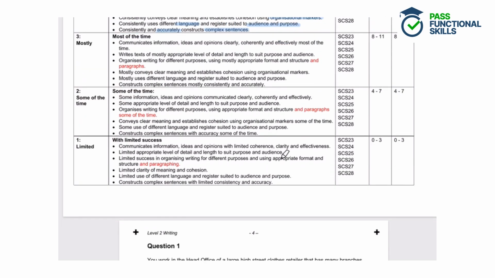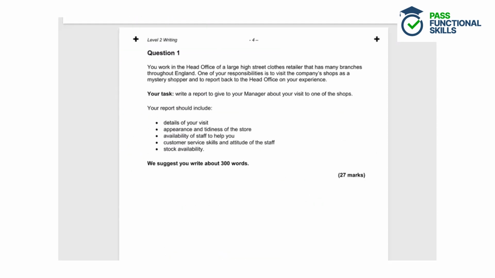Okay, so let's look at the first question. You work in the head office of a large high street clothes retailer that has many branches throughout England. One of your responsibilities is to visit the company's shops as a mystery shopper and to report back to the head office on your experience. Your task is to write a report and give to your manager about your visit to one of the shops. The report should include details of your visit, the appearance and tidiness of the store, availability of staff to help you, customer service skills and attitude of the staff, and stock availability. And you should write 300 words.